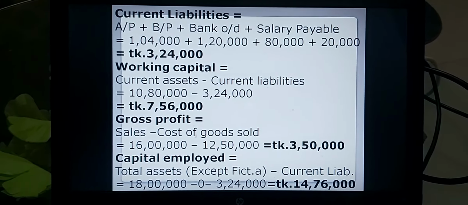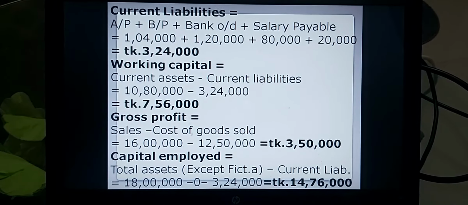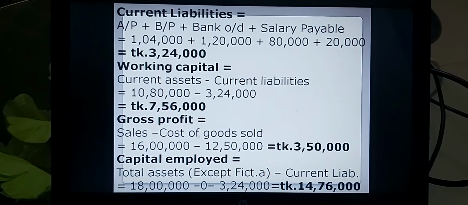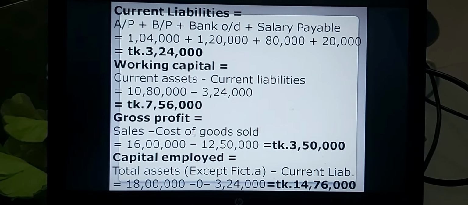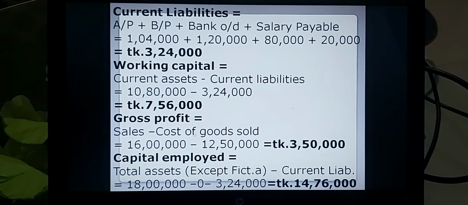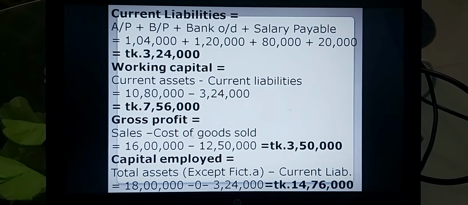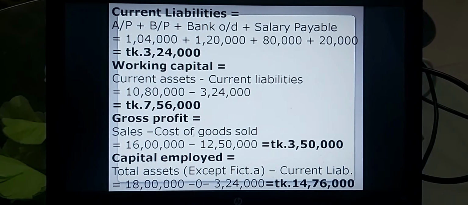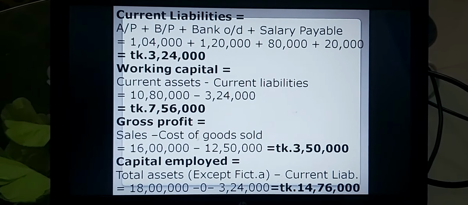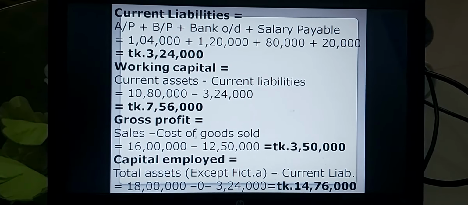This is the third one of requirement B, gross profit. How to find out the gross profit? It is a very easy formula. Gross profit is equal to sales minus cost of goods sold. It is available from class 9.